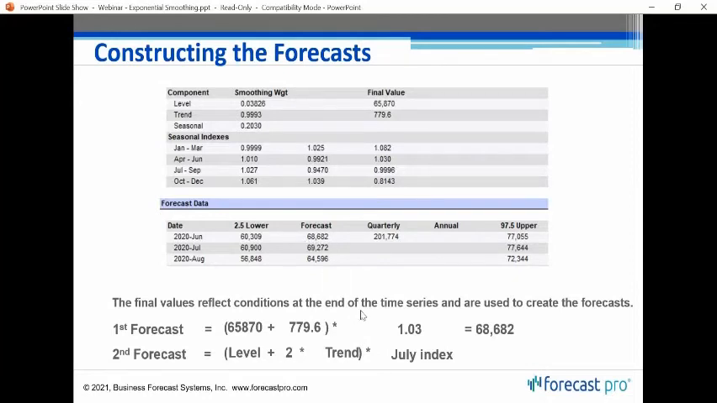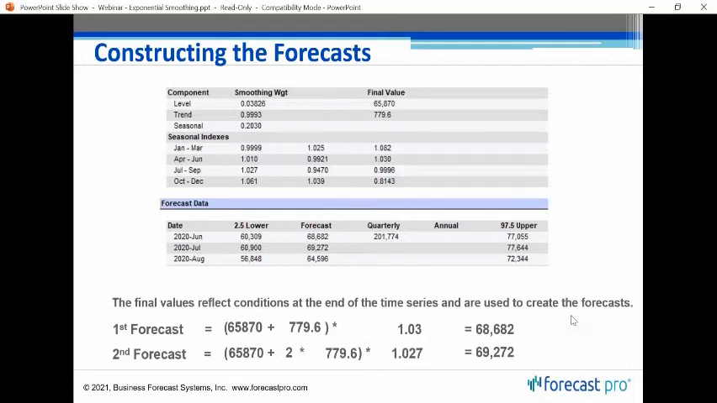So generating the forecast is really just using the final values as building blocks and constructing them. If I'm going forward 2 months, I start at the level. I have to add 2 trends because I'm going 2 months forward. And 2 months is, for this example, July, so I need to multiply by July's index, and that yields my forecast for July, 69,272, which is shown right here.